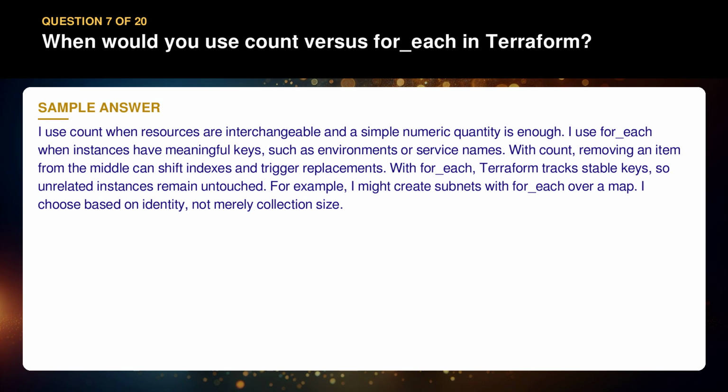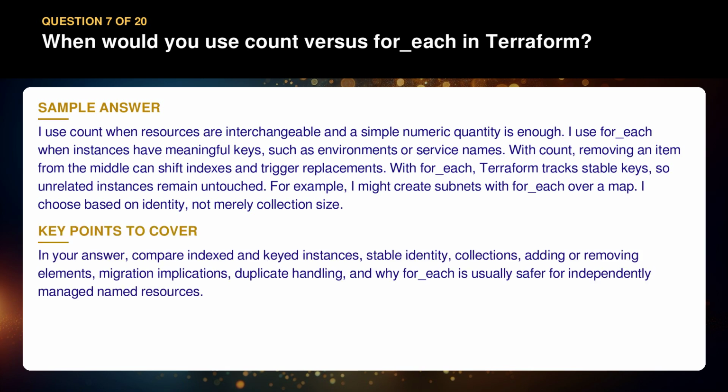For example, I might create subnets with for_each over a map. I choose based on identity, not merely collection size. In your answer, compare indexed and keyed instances, stable identity, collections, adding or removing elements, migration implications, duplicate handling, and why for_each is usually safer for independently managed named resources.